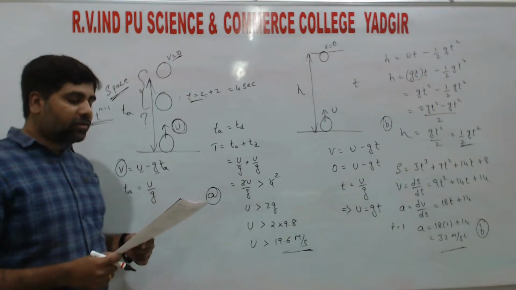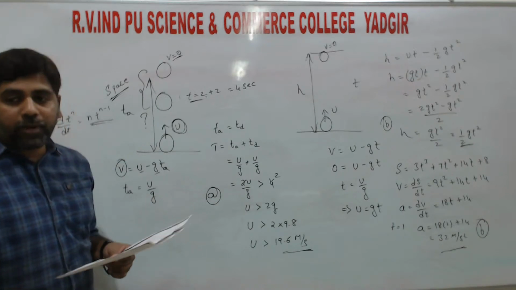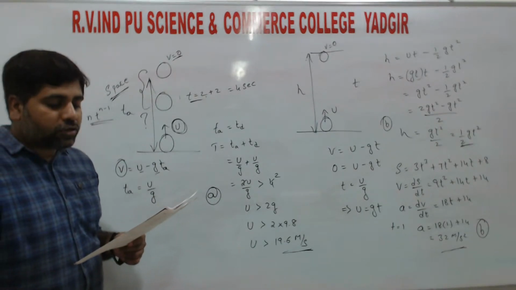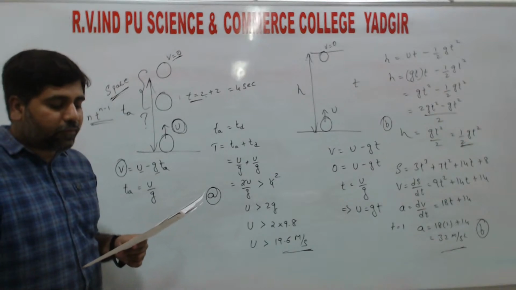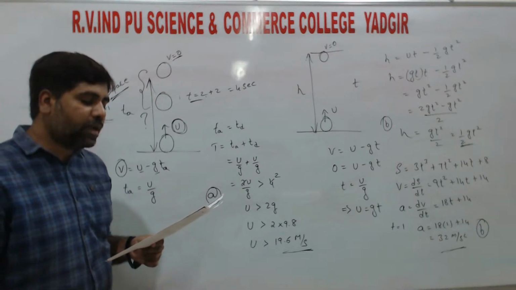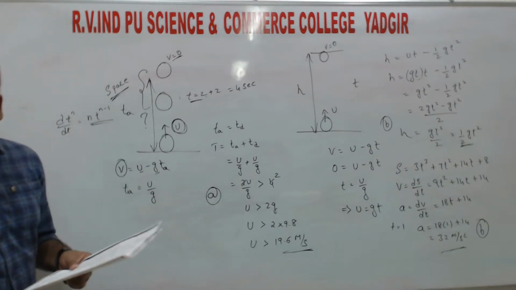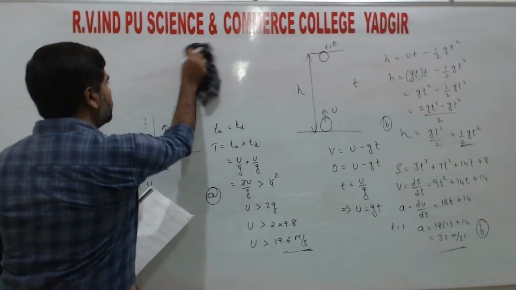Next, 28th question, right? A car is moving with a speed of 40 km per hour, and can be stopped by applying brakes after at least 2 meters. If the same car is moving with a speed of 80 km per hour, what is the minimum stopping distance? So, you need two cases, right?